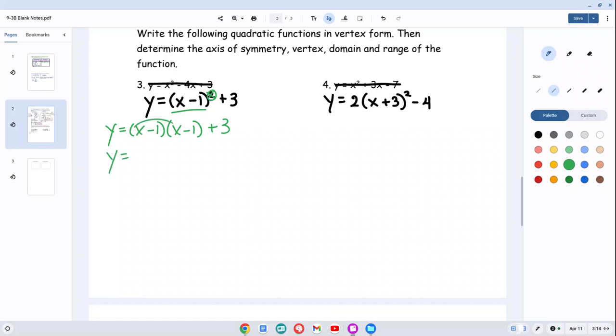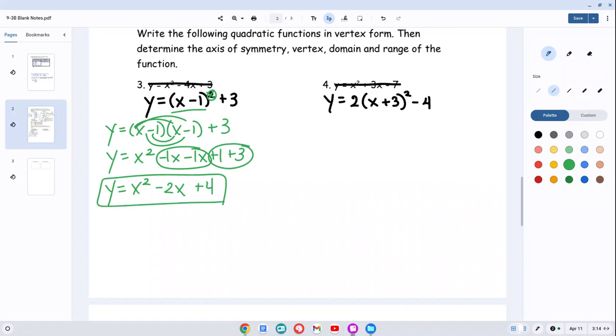Y equals x times x is x squared. X times -1 is -1x, another -1x inside, and then last would be -1, which is +1. Don't forget the +3. So when I combine like terms, not only will I have to combine the middle terms, I got x squared, this -1x and -1x makes -2x, but then this +1 and +3 now makes +4. And standard form just sort of shows up then. Here's your standard form. So we had vertex form to standard form.